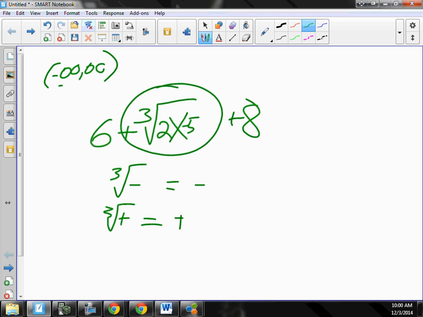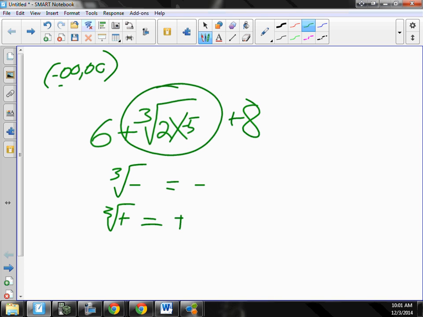What about a fourth root? How would you treat a fourth root? Just like you would a square root. It has the same don't square root a negative rule. What about a fifth root? It's the same as a cubed root. What about a sixth root? Same as a square root.